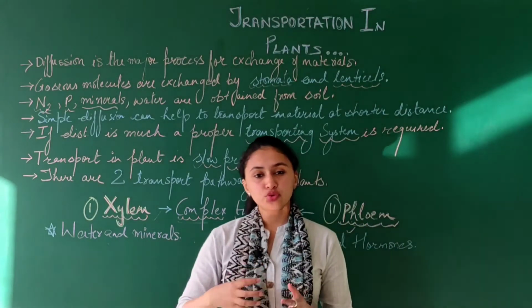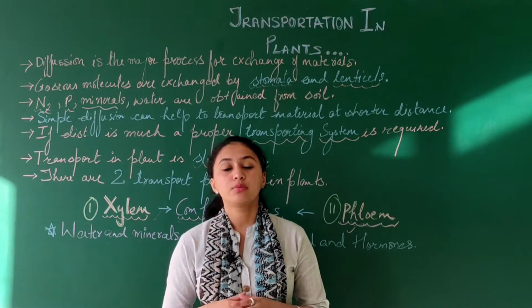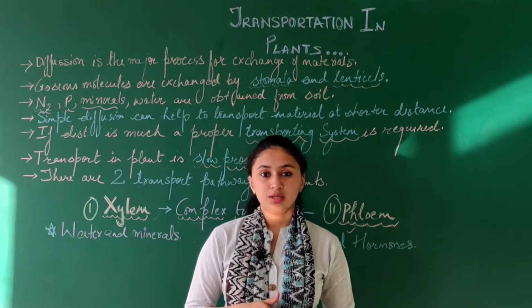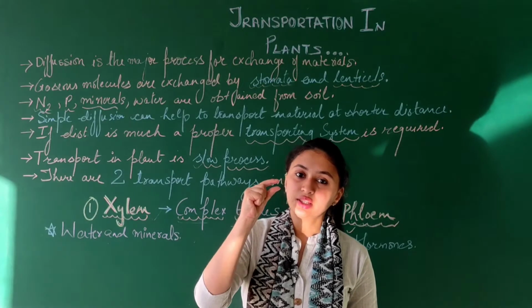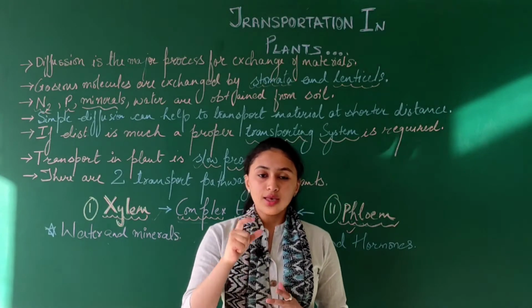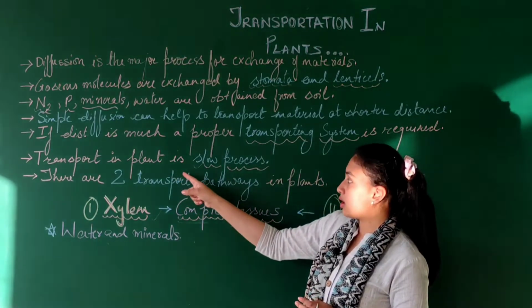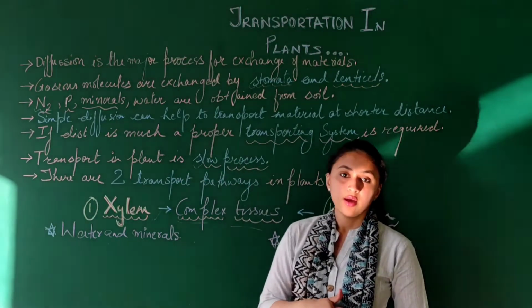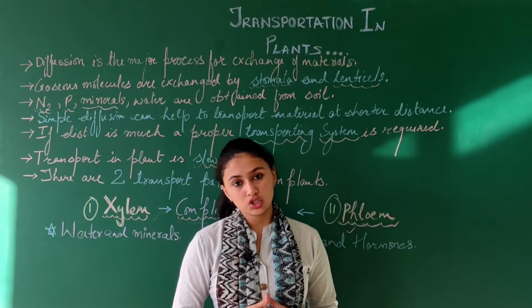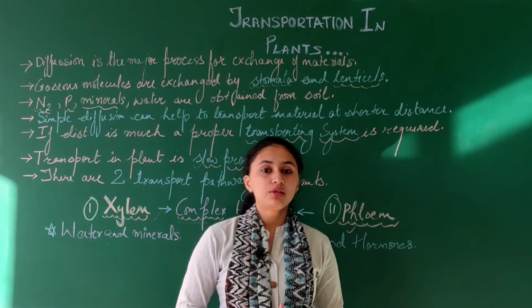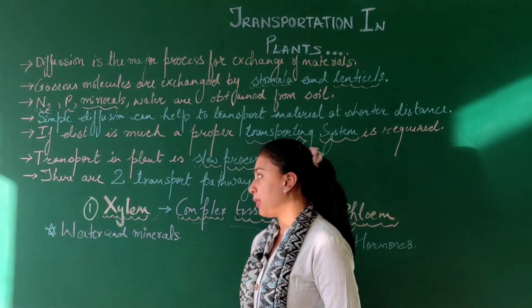As most of the parts of the plants we know are made up of dead cells, energy demand is very less, and as energy demand is very less, transportation becomes a slow process in plants, whether there is transportation of water or of the food or of the minerals that we have talked about.